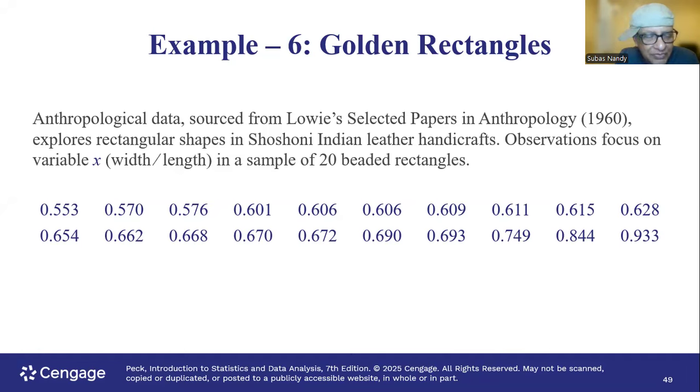It is 0.654, 0.662, 0.668, 0.670, 0.672, 0.690, 0.693, 0.749, 0.844, and 0.933. So I have 20 data points. Right now my cursor sits on the 21st row of L1. I'm going to make a modified box plot right away because I want to see if there is any outlier on the left or on the right.